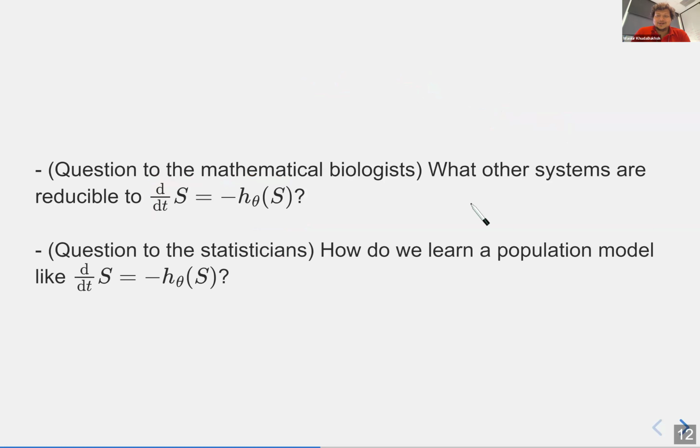Now, a question to our statisticians. So how do we learn such a system? Let's say you have access to a good amount of data.